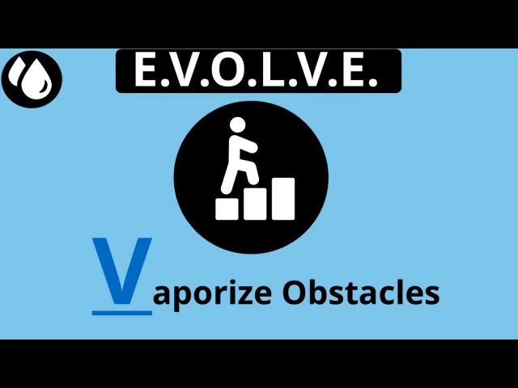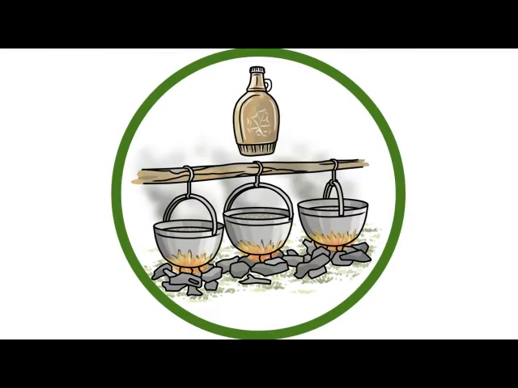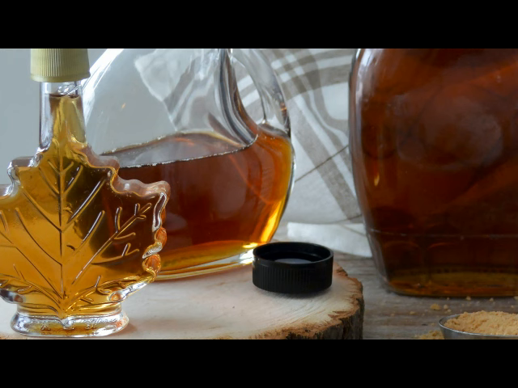The next letter is the letter V for vaporize the obstacles. When we look at making maple syrup, the boiling process transforms that sap into syrup. So it signifies how challenges can be distilled into valuable lessons and growth. So trial tappers emphasize viewing the challenges and setbacks as opportunities for learning and growth. They share their experiences in overcoming these obstacles, and it often will inspire resilience in others when you share this.